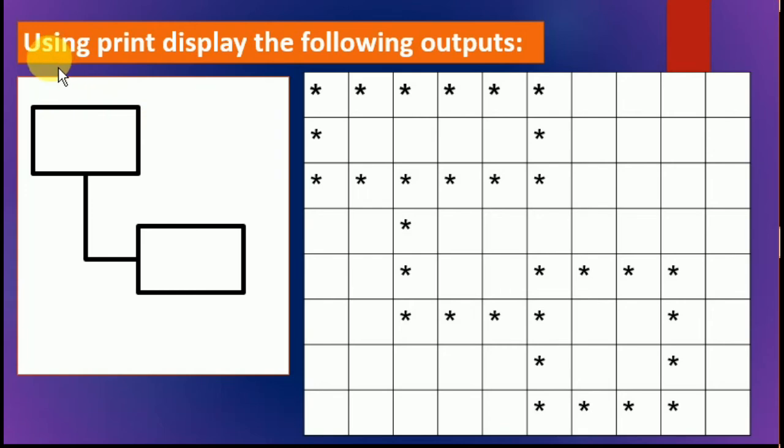So one more is there, using print display the following output. Here is the output that is needed, and here is the format, the method that you are going to use. Make the lines, rows and columns, and place the stars, and after that exactly same, write down the print and put those things in double quotes. You will get the same line.